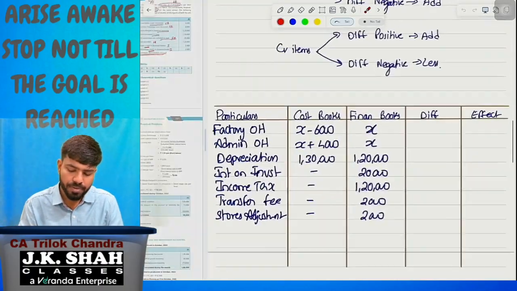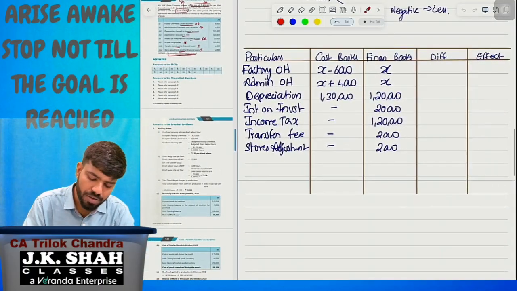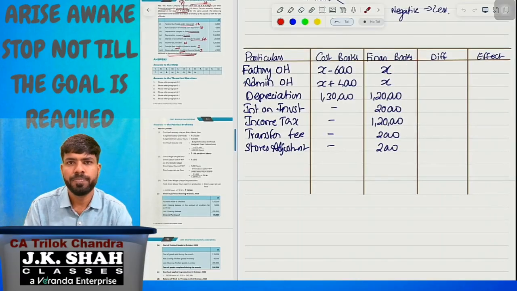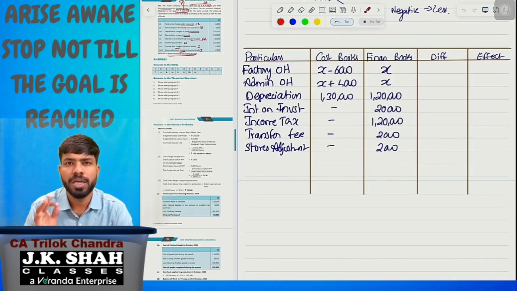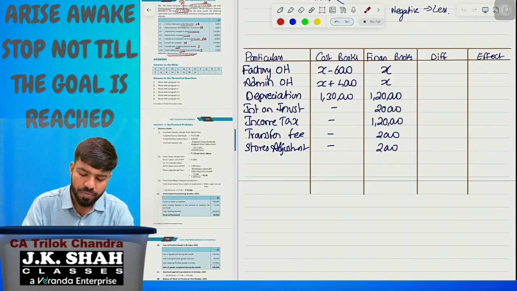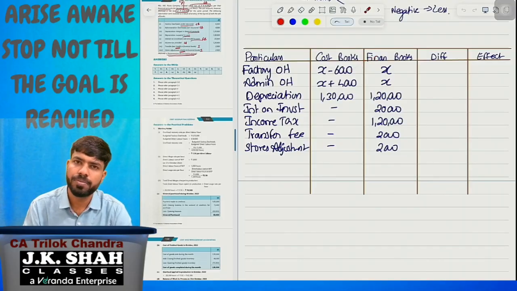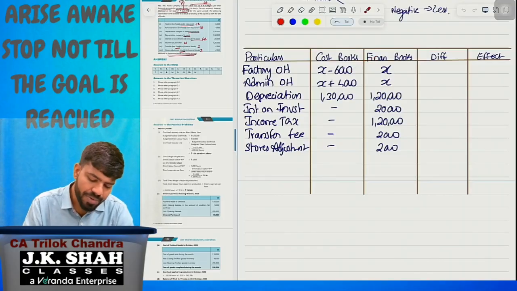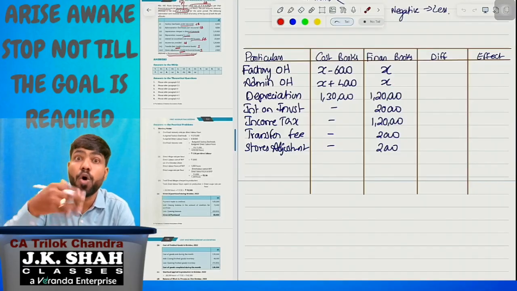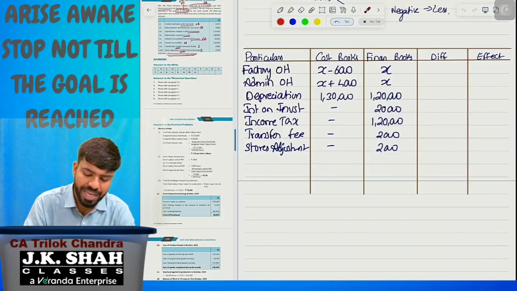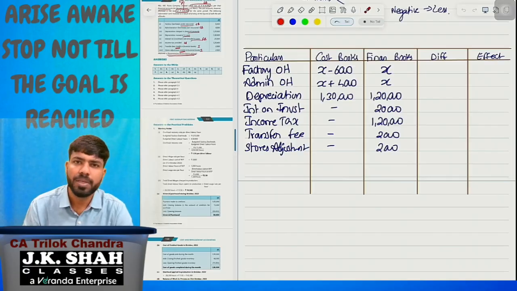Look here. Financial books X. How much is under accounted? 6,000. So X minus 6,000. Are you understanding? We don't know the actual amount, so I'm assuming it as X. First item is factory overhead: X amount in the financial books, under accounted by 6,000, so X minus 6,000. Clear? Next, administration overheads. Financial books X. We don't know the actual, so I'm taking X, but it is over accounted by 4,000. X plus 4,000.